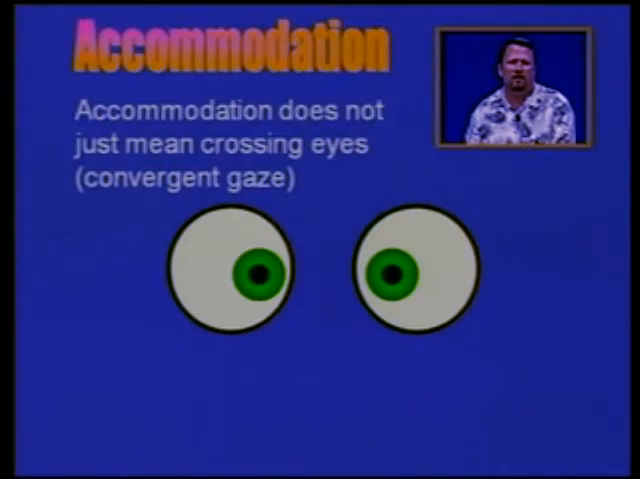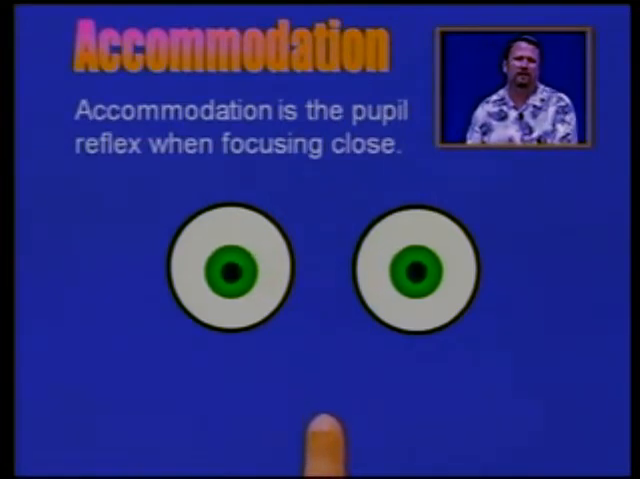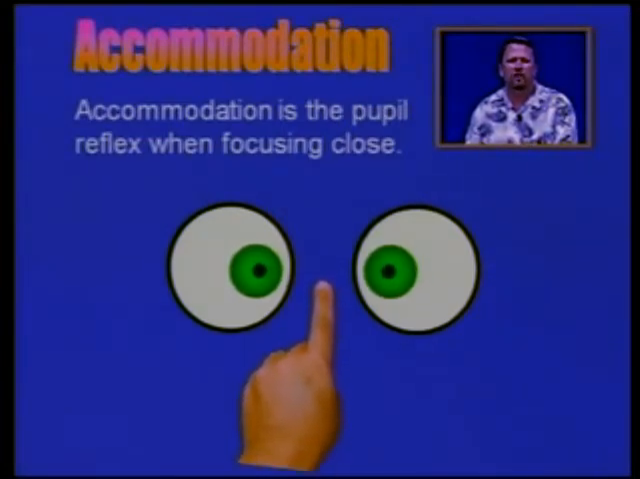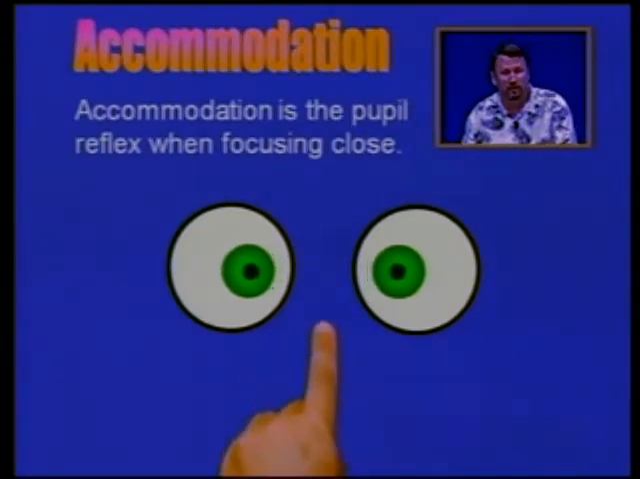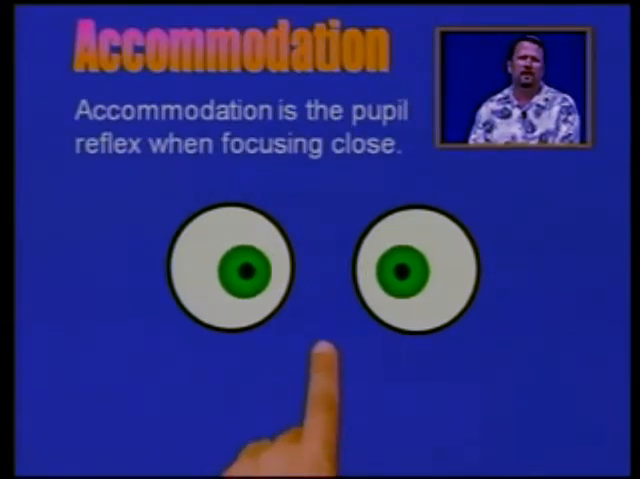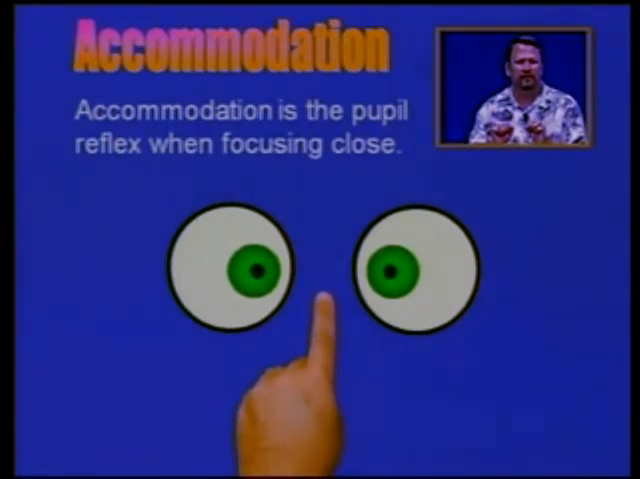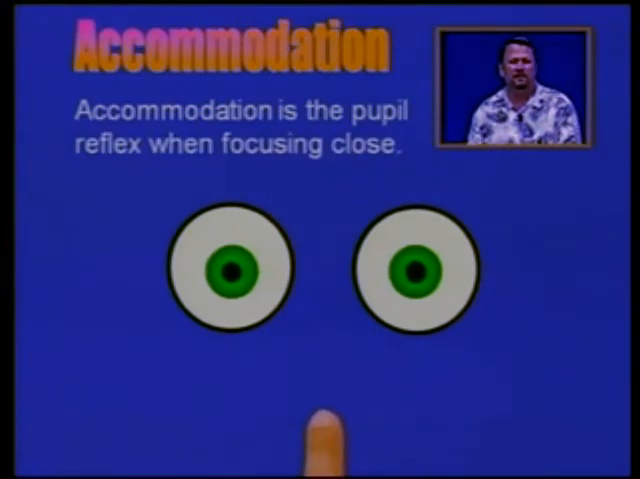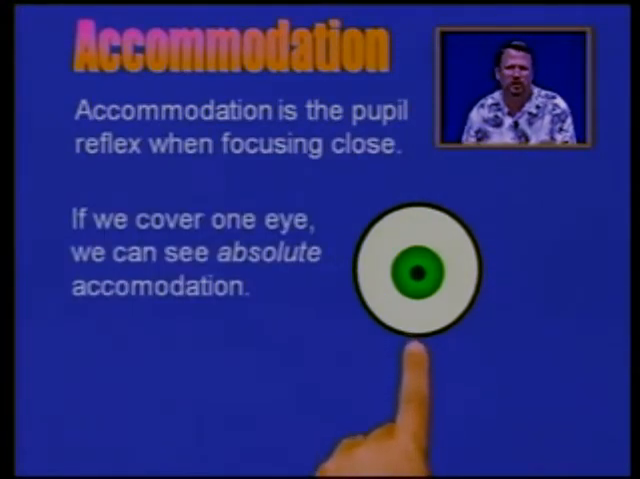Accommodation is more than just crossing the eyes. Crossing the eyes is called a convergent gaze. Accommodation is actually the pupillary reflex that occurs when focusing close. Actually, the whole thing is accommodation, but one of the most important parts of accommodation is that as the eyes focus close, the pupils get smaller. And this doesn't have anything to do with crossing the eyes, because we can test absolute accommodation.